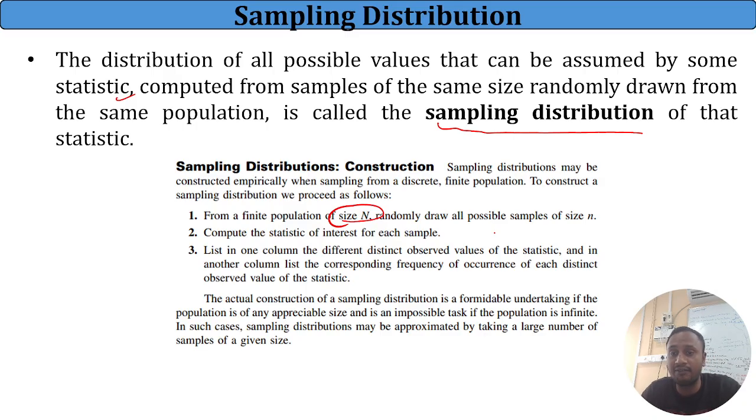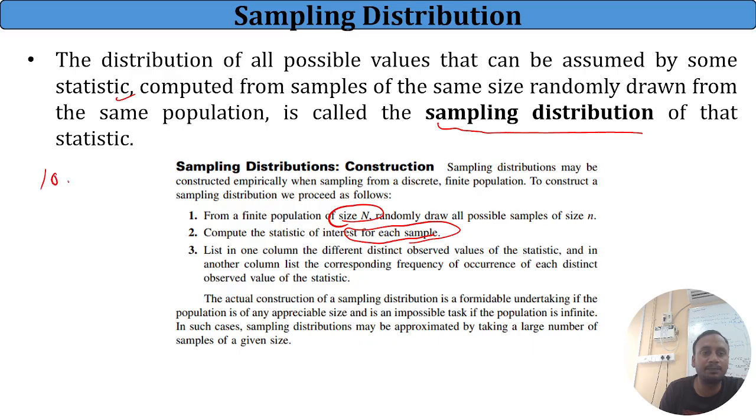But in the beginning, when we draw any sample, we don't know whether it is normal or something else. So to handle all these things, we should know what the sampling distributions are. After that, we compute the statistic of interest for each sample. Then we observe it, and then we plot all the histograms.